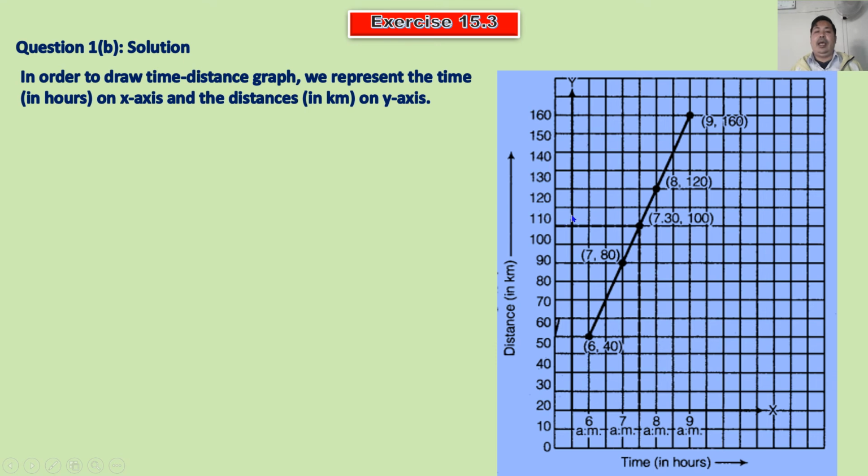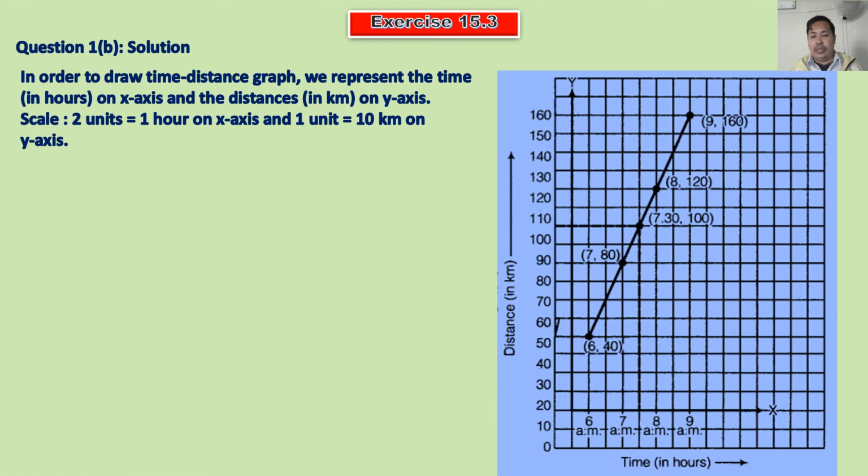My dear student, the scales are taken like this: 2 units equal to 1 hour on the x-axis, and 1 unit as 10 kilometers on the y-axis. You take it like this. You can follow the same thing, or follow your own idea according to the convenience of the graph paper you have. But in my graph, I take two units as 1 hour.